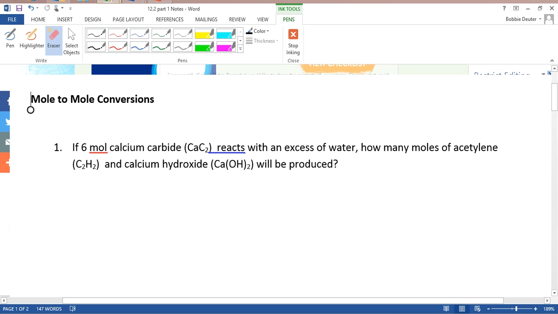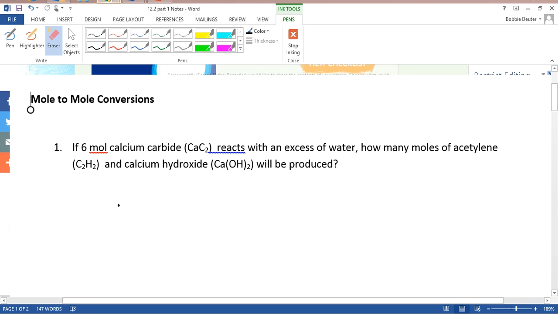Okay, so we're going to do a mole to mole conversion. The first thing we want to do is make a balanced chemical equation. So let's see what we have. It starts with calcium carbide, and it reacts in excess water. How many moles of acetylene and calcium hydroxide are produced? So let's write that balanced chemical equation.